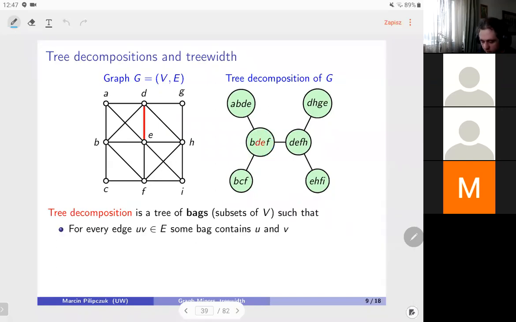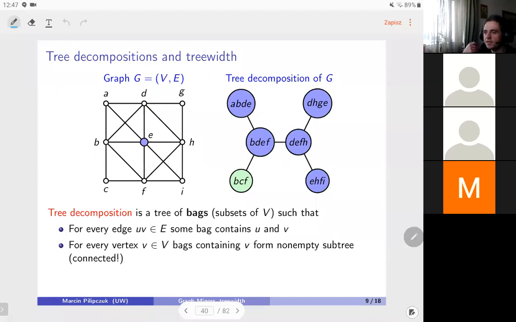Now, what does it mean? If there's an edge, the endpoints need to meet somewhere. This is the same statement we had before. And the place where a vertex appears needs to be connected. Previously we said it's an interval, but in a tree an interval is not properly defined, so let's make it connected. They're together, all these conditions. Okay, so this is the definition we made here, and this is the definition that will work. This is the analog of the path decomposition.